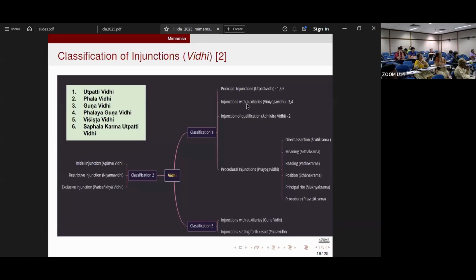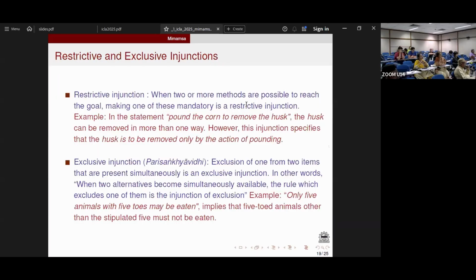Then of course we have something called Guna Vidhi and Phala Vidhi. This is again another type of classification which is available. Now why these classifications are important for us is that when we formalize this into our logical formalism, if we are able to identify which category it belongs to, it helps us to form the correct formalism for that. So that's the reason why it's important. This restrictive injunction and exclusive injunction is important for us because it always requires some attention, and we have used it also in our formalism.